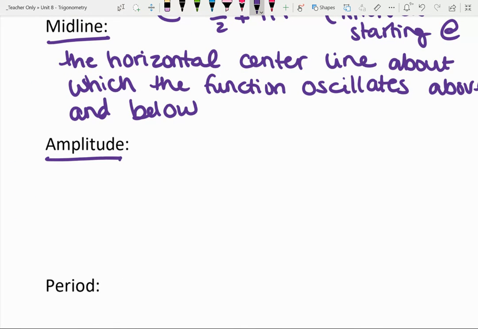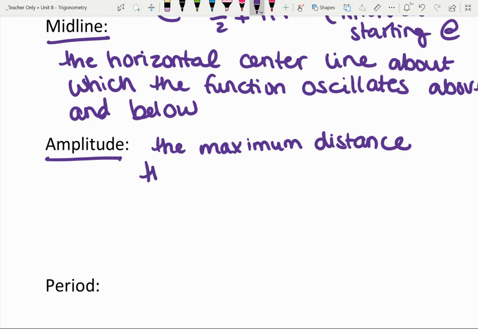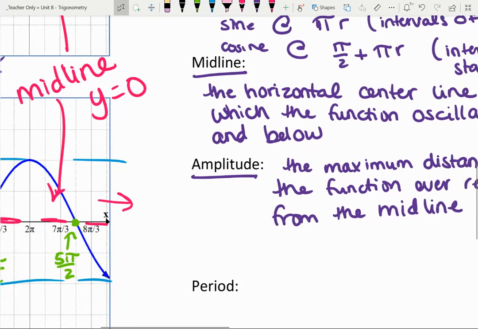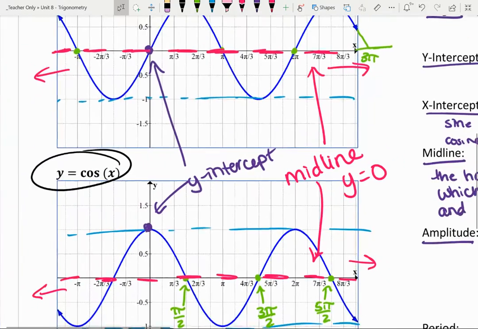So amplitude is defined as the maximum distance the function ever reaches from the midline. So if we think of the midline as kind of the center of the graph, the amplitude tells us how far away the function will ever get from that midline.